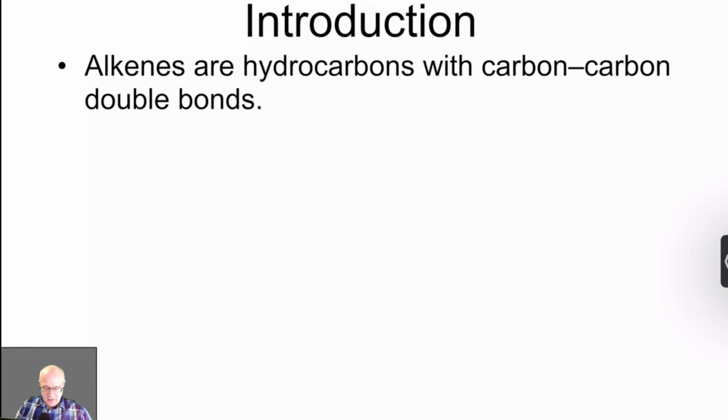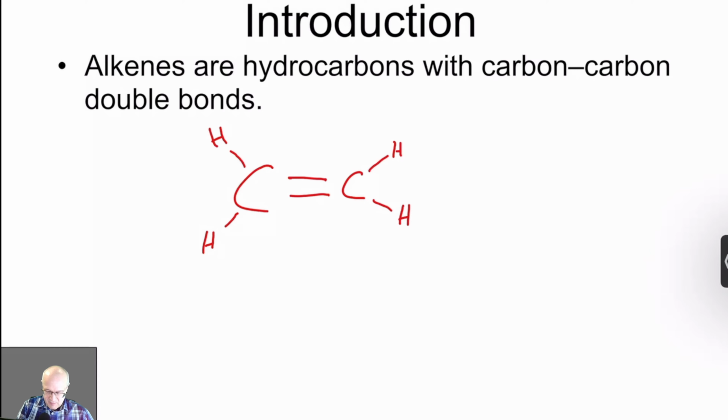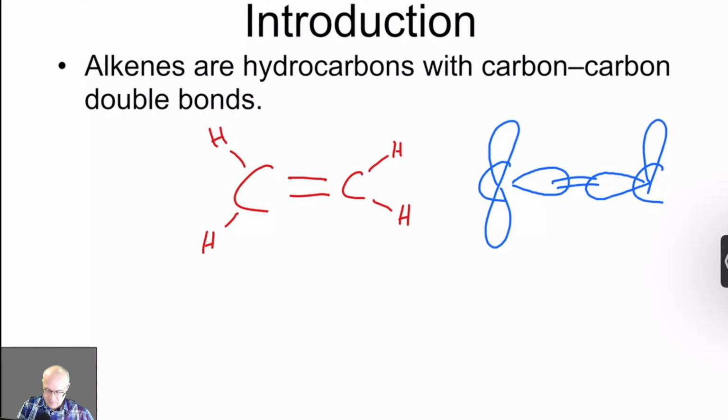Introduction. Well, we all know that alkenes are hydrocarbons that contain a carbon-to-carbon double bond. Very simple, but very important. So here's the simplest of all the carbon-carbon double bonds, the simplest of the alkenes. Now remember, double bonds contain a sigma and a pi bond. This is from a previous unit, so you should hopefully be thinking this looks very familiar to you.